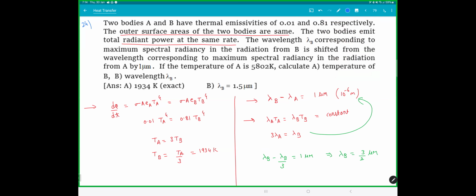This was an old PYQ. Check this out. Clear? Any doubts on this?